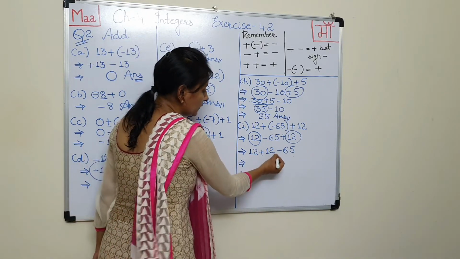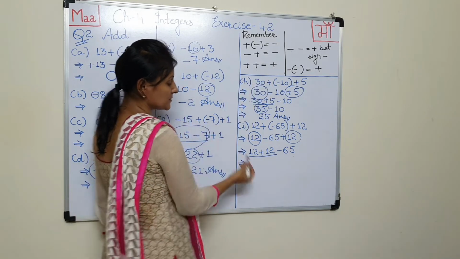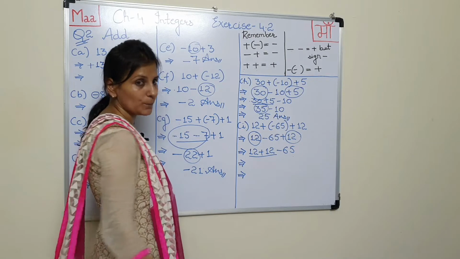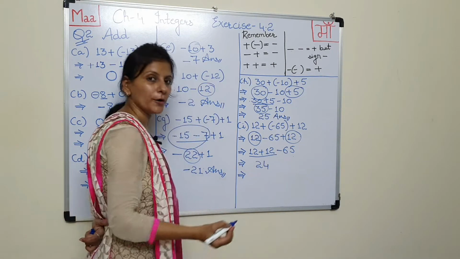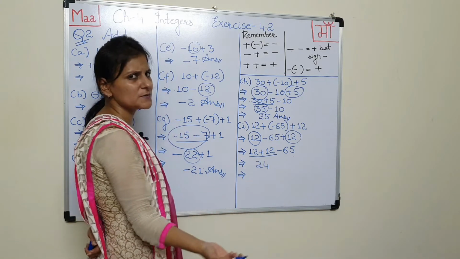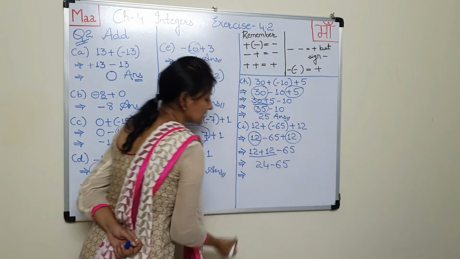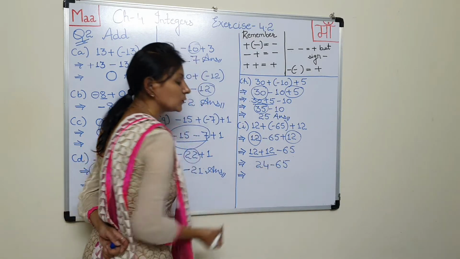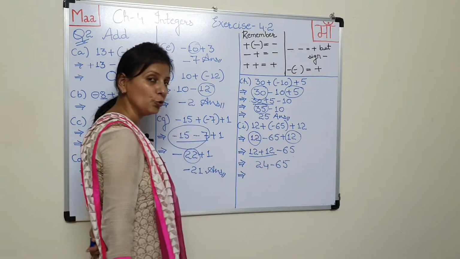Fine. Now these two 12s are with plus sign. So plus plus is plus. So we will add these two plus. So 12 plus 12 is equals to 24. Okay. So we have already added it. No need to put positive sign with positive. Now minus 65. Now see, final plus minus. So plus minus is minus. Basically finally we have to do subtraction.